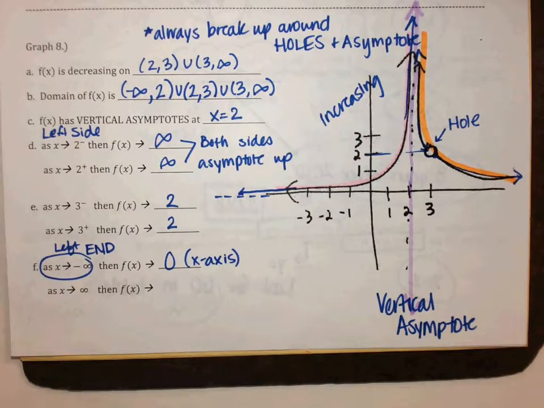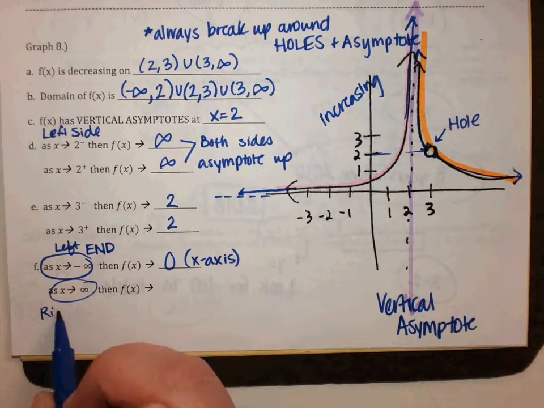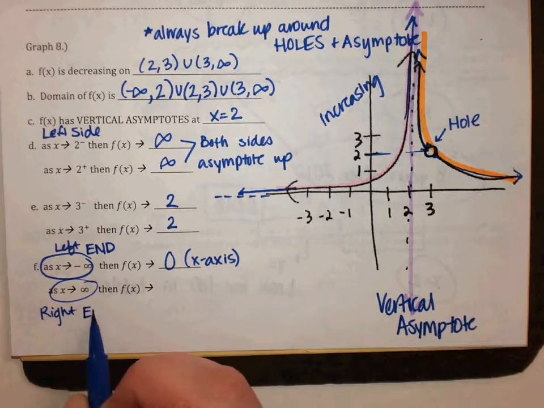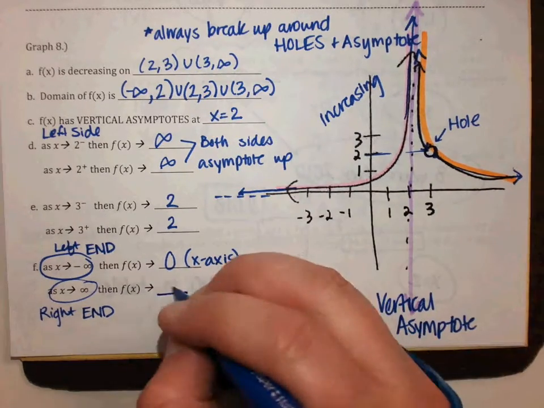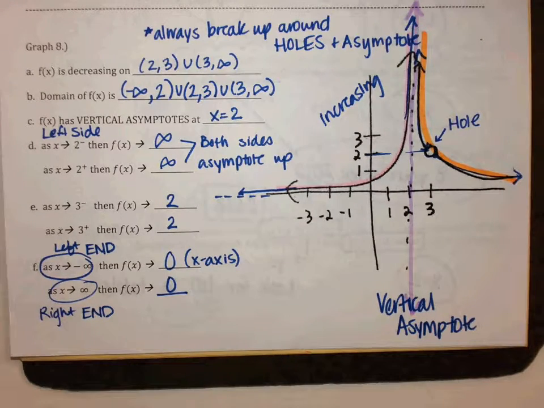Okay, now what about as I go to the right end of the graph? What about as I look at this end? What's it getting closer to? 0 as well. Okay? Alright, one more left. Go up.